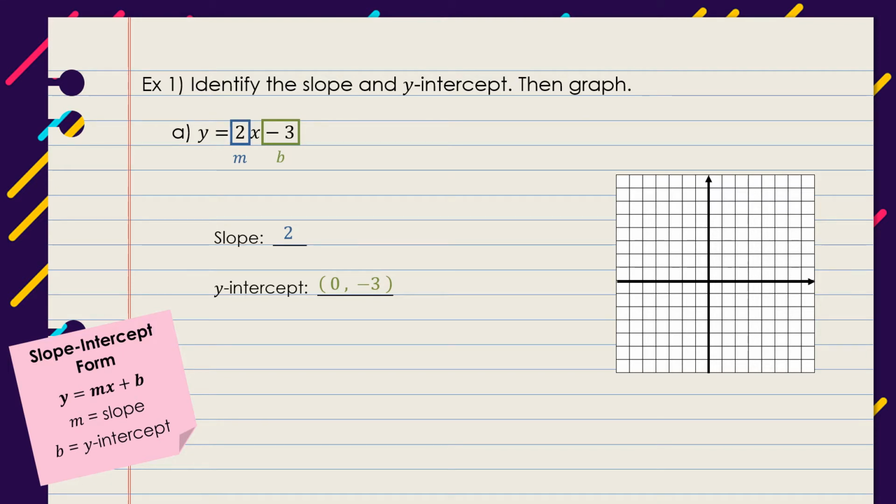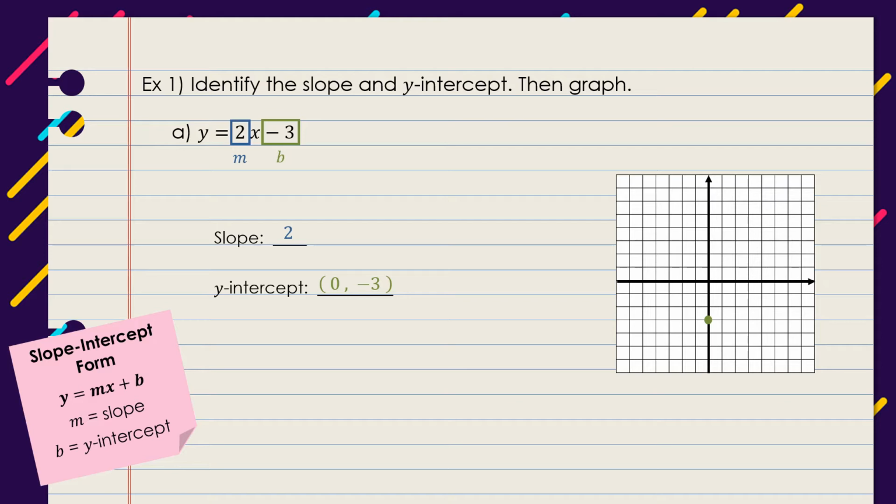Remember, the y-intercept, or the b value, tells us where to begin our graph. So the first point we're going to plot is (0, -3). Then from there, remember, our slope, or our m, tells us how to move from point to point. So let's take a look at that slope for a second. Notice that the slope is the value 2.